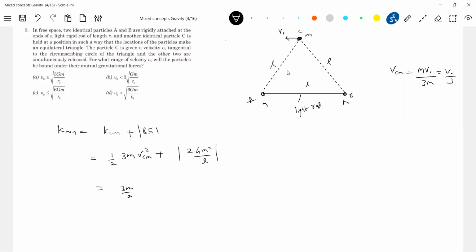So 3m by 2, what is vcm? v naught by 3 whole squared. So this will be 2Gm squared by L. What is the minimum kinetic energy I'm giving? m v naught squared by 2. Solving this, we'll get the expression v naught squared equals 6Gm by L. That L or R naught, what is taken? R naught. Let me change it here.